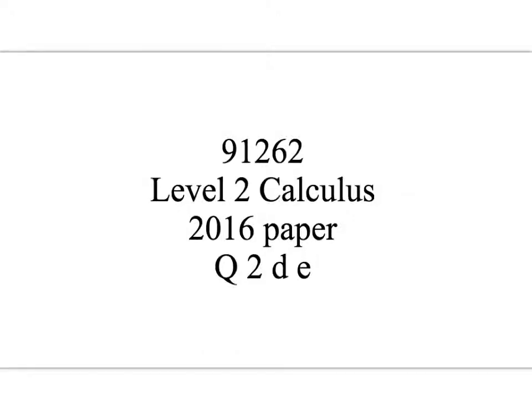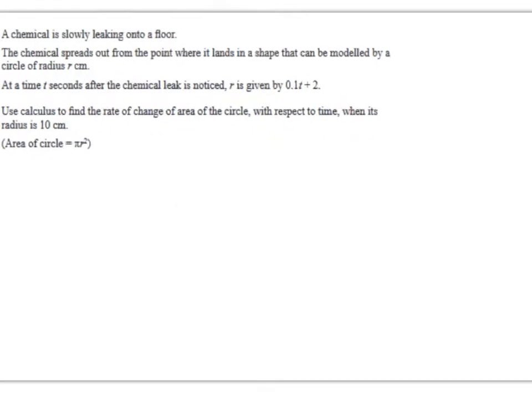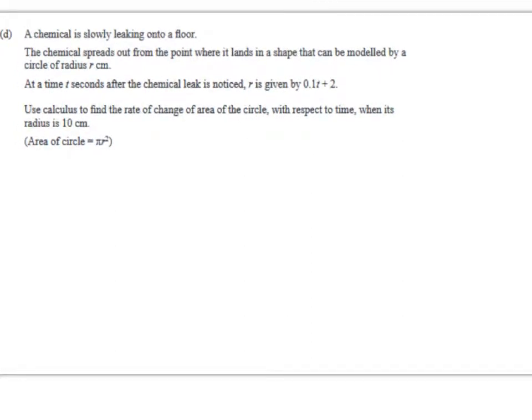Here are the two excellence questions from question 2 of last year's calculus paper. Okay, so have a good read of this and try it yourselves first. We've got a chemical slowly leaking onto a floor. So we can think about a chemical starting here. Oh, I need a big blob.